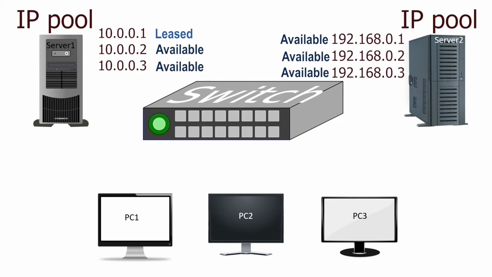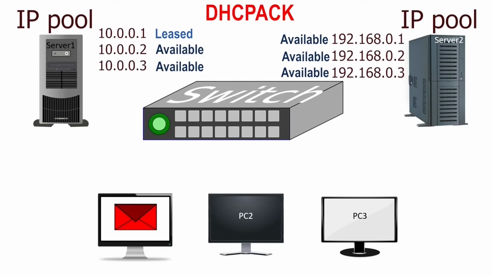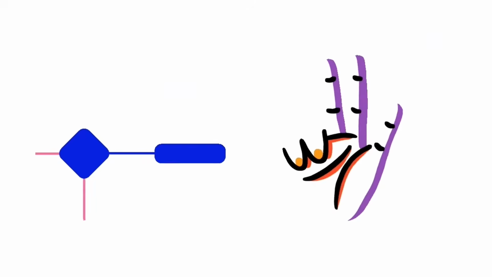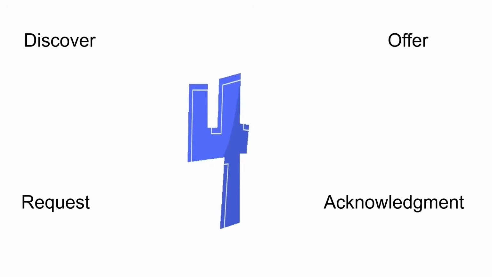When the DHCP server gets a request message from the client, the process reaches its final step. The server then sends a DHCP ACK message to the client. This message lets the client know that the server has received the request message and that it can now use the offered IP configuration. In summary, obtaining an IP configuration from a DHCP server involves 4 stages: discover, offer, request, and acknowledgement.